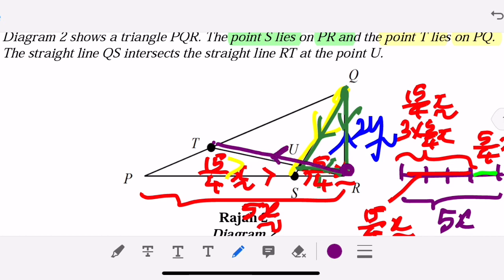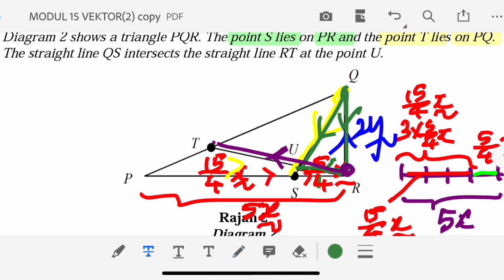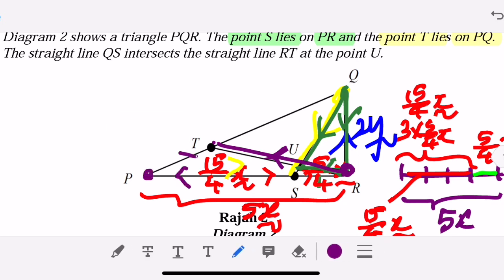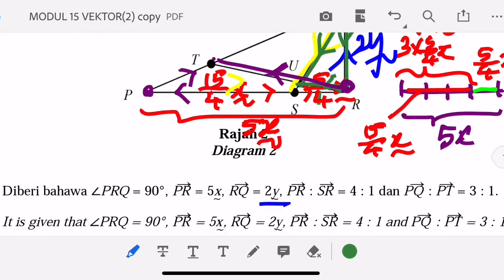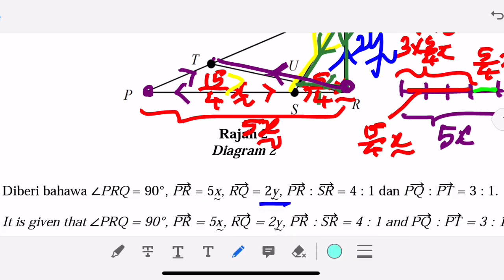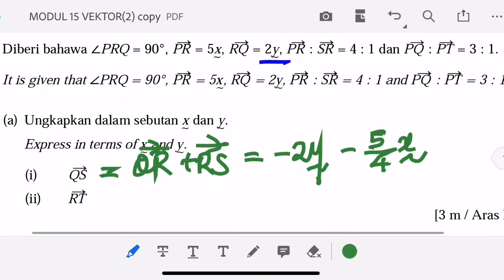So I'm going to sketch out the RT. Can you see the purple color vector RT? If I want to go from R to T, I can go from R to P, then P to T. That is the so-called triangle law. Now you have to travel like you are going from one place to another place, right? From R to T, that is a shortcut. Then R to P, P to T, this is another way of going. So we have two ways.